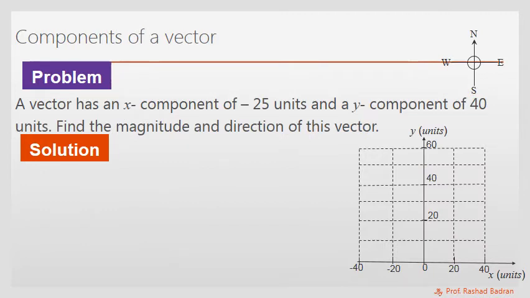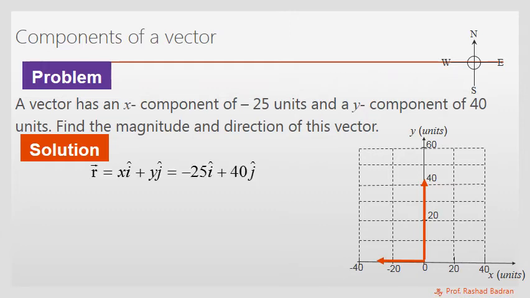Now, another application for the components of a vector is in this problem. A vector has an x component of minus 25 units and a y component of 40 units. Find the magnitude and direction of this vector. To solve this problem, we start by drawing the x component of magnitude 25 units and directing it towards the west. That's why the negative sign is there. And the y component is directed towards the positive y-axis with 40 units.